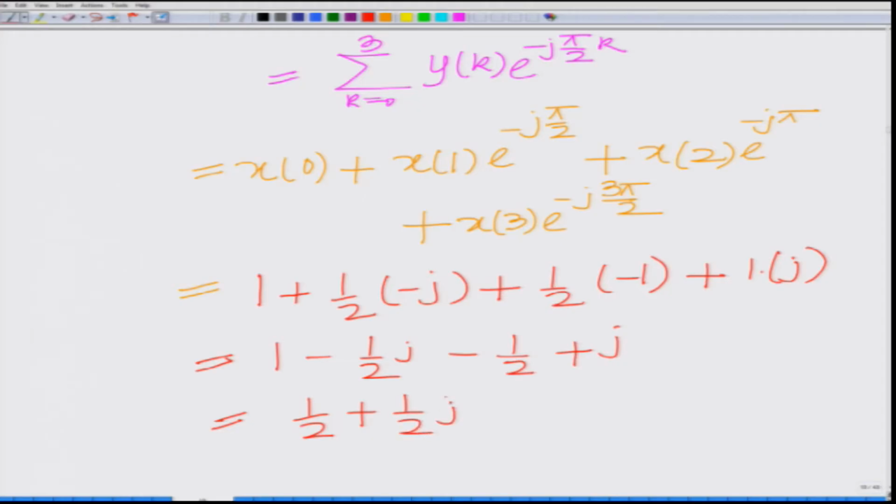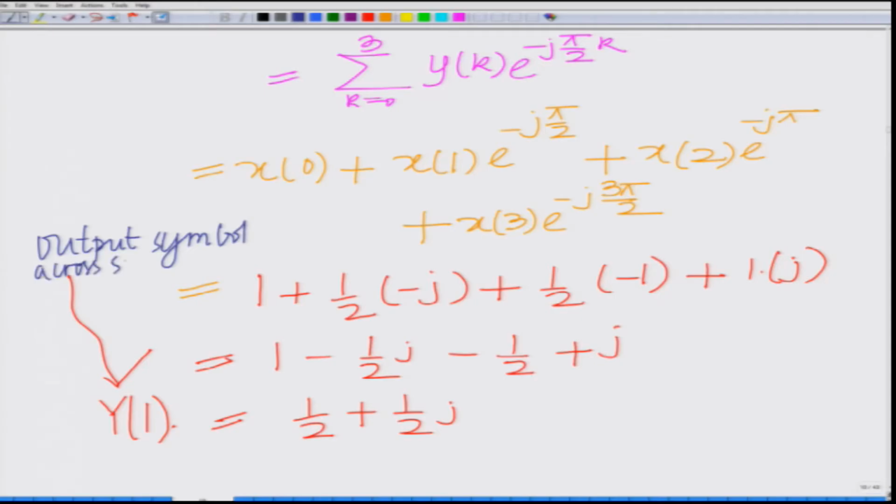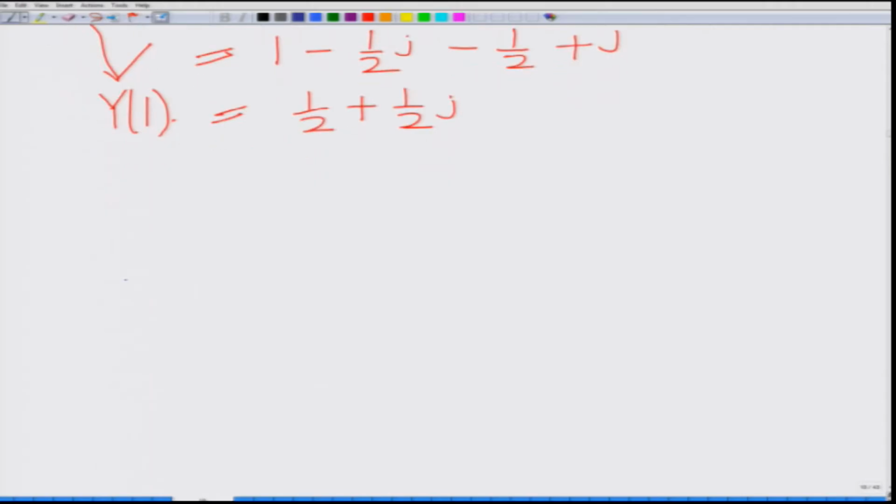So, what is this? This is y1, that is the symbol received across the output symbol across the first subcarrier. Remember, y1 is the output symbol across subcarrier L equal to 1.